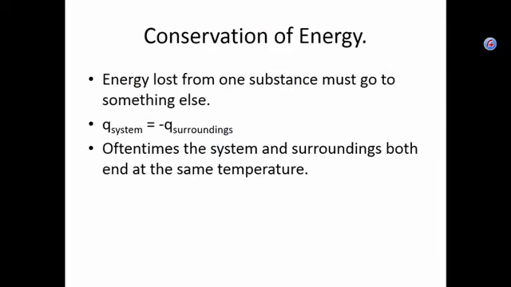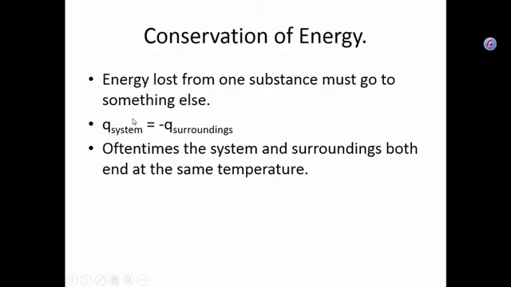Okay, so how we use the heat equation is with the law of conservation of energy. So energy is never lost. Energy can be transferred between objects. What that means is that if something is losing energy, something else is gaining that energy. So we can take the heat equation from one thing and equate that to the heat equation for something else, if we know that all of the heat lost from that one thing is going into the other thing.